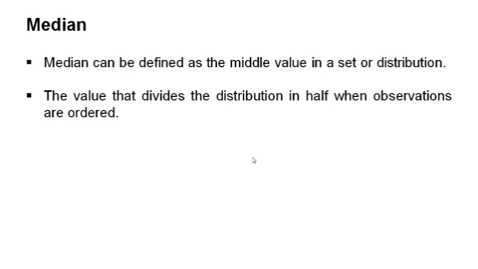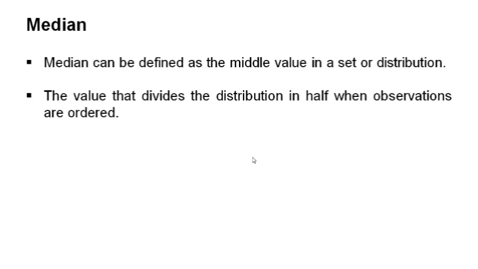The next measure of central tendency is the median. Median can be defined as the middle value in a set or distribution, the value that divides the distribution in half when the observations are ordered.